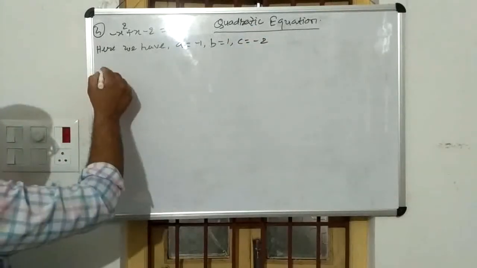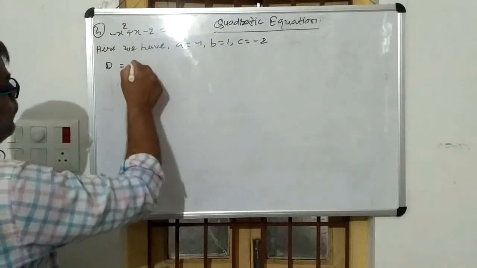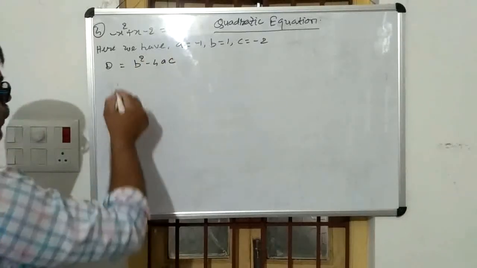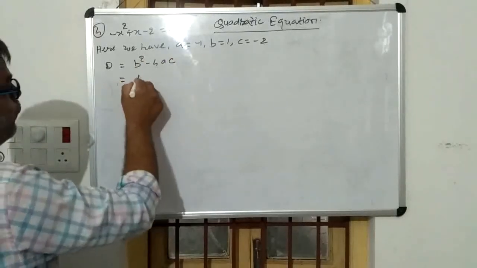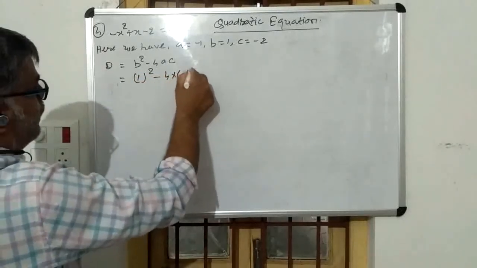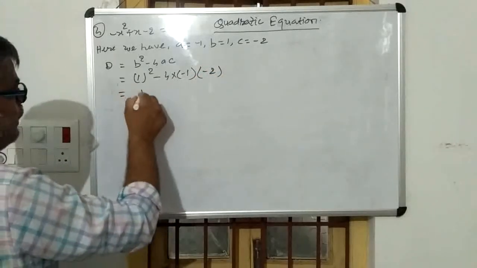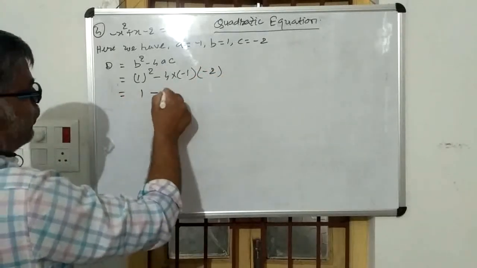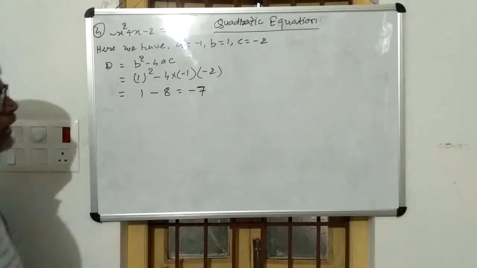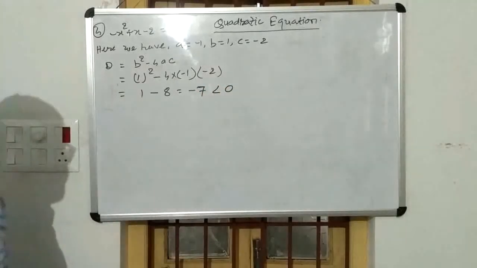Now try to find the value of D. D equals to b square minus 4ac. So we can have D equals to 1 square minus 4 into minus 1 into minus 2. On further solving you will have 1 minus 8, that is minus 7. So its discriminant is minus 7, which is less than 0.